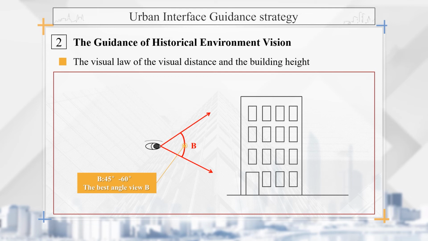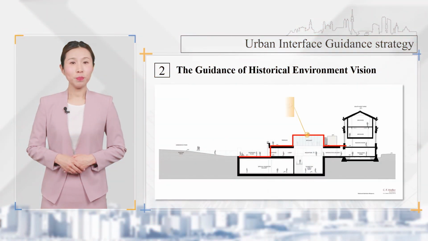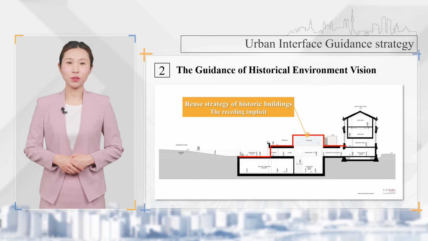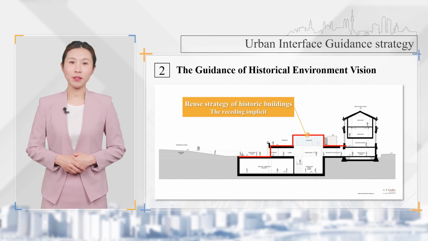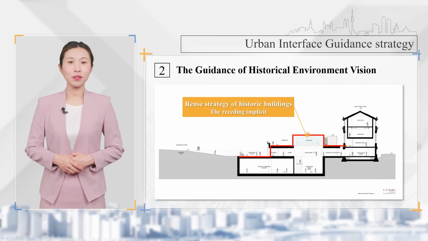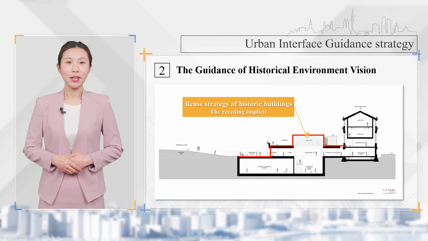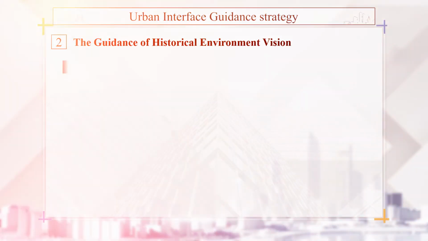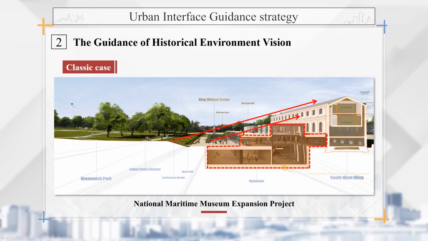the environment. When we do building expansion, we should fully consider the blocking relationship between the new and the old building volumes, especially in the case of limited space. Using the receding and implicit space expansion strategy can achieve good vision control. The expansion of the National Maritime Museum is a case in point of vision control.